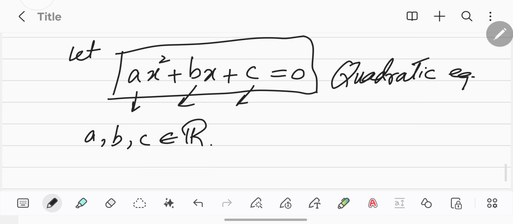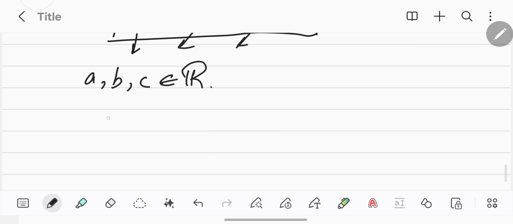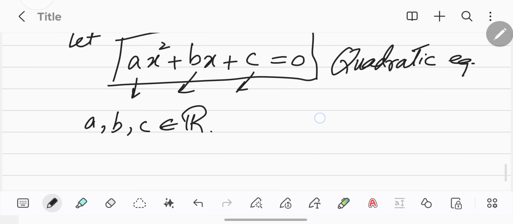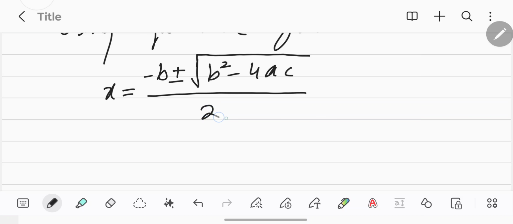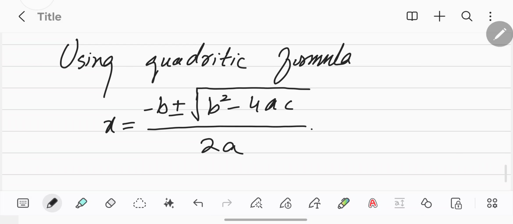Okay, so we know how to solve this quadratic equation. We can solve it using the quadratic formula. The quadratic formula says x is equal to minus b plus and minus, two solutions, square root of b square minus 4ac, over 2a. In this formula we have a square root of a real number, because a, b, and c are reals, so that's why we were talking about taking the square root of real numbers.